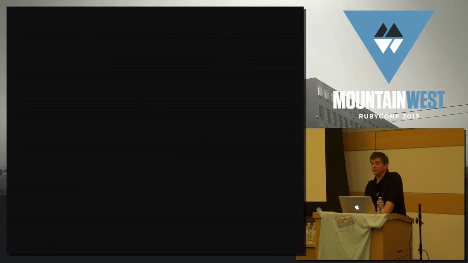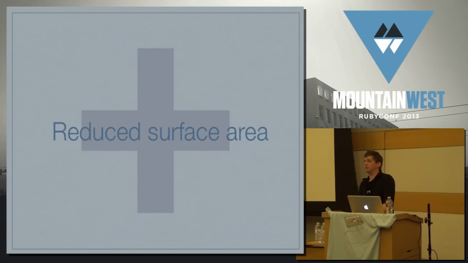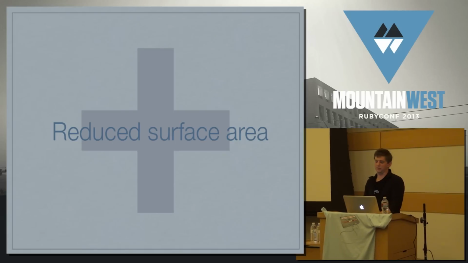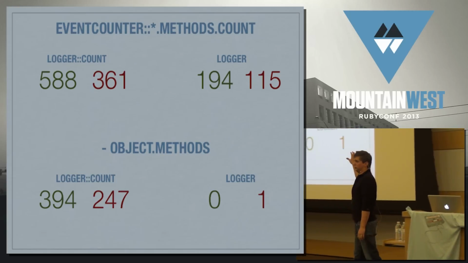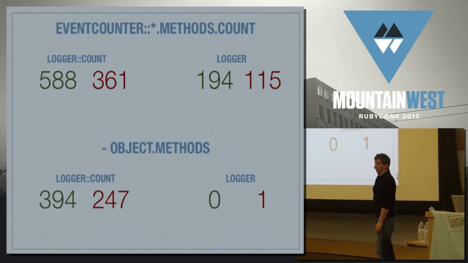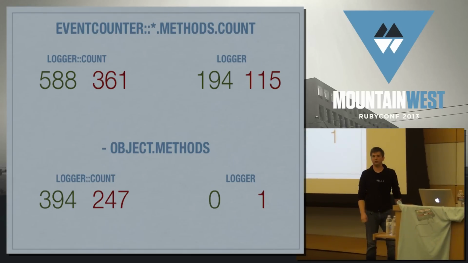The reason I want to do this is to reduce surface area. If you have not seen Justin Searle's talk on mocking and testing, he has good points about that. But just some quick numbers. If you look at how many methods are on those two classes, the count and the logger, it's way less on the logger. And if you subtract what object has, then the logger only has one method. It screams at you what you're supposed to do with it.